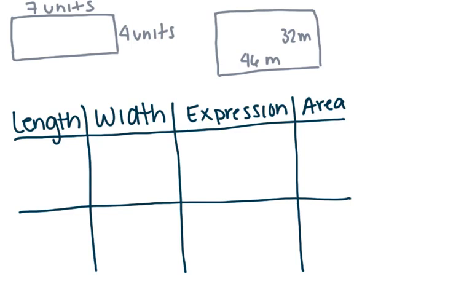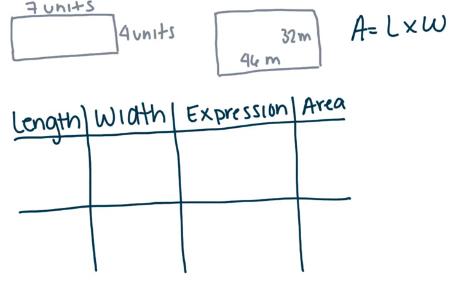Our next example, we're going to be looking at 2 different rectangles. So our first rectangle has a length of 7 units and a width of 4 units. Our second rectangle has a length of 46 meters and a width of 32 meters. And like in the previous example, we're going to be filling out the chart below. But this time we have also added width because the area for a rectangle is equal to length times width. So we need both the length and the width.